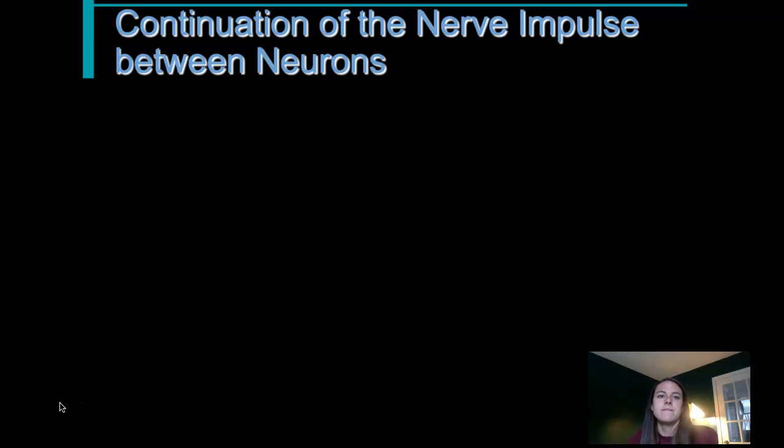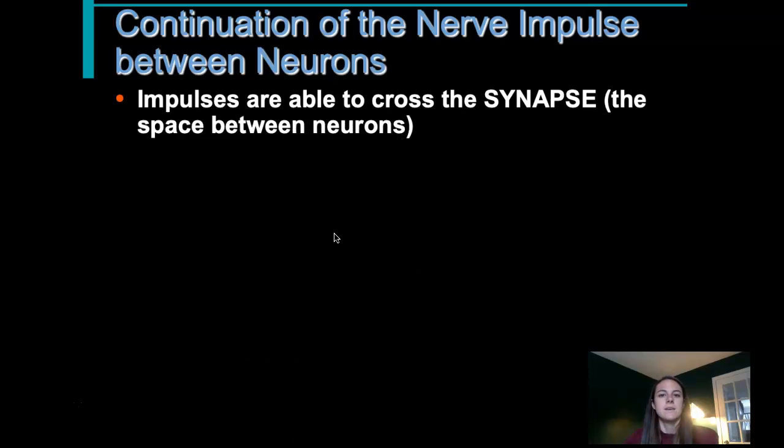All right, for the last video of this unit, we're going to talk about how one neuron will communicate with the next neuron in its path. When we just talked about an individual neuron and the signal being sent from the dendrites of that neuron down to the axon of the neuron, that is called an action potential. But there are several neurons in a row that connect the sense organ to the brain or the brain to the muscle. And those neurons need to be able to communicate with one another. So this section is on the continuation of the nerve impulse between neurons.